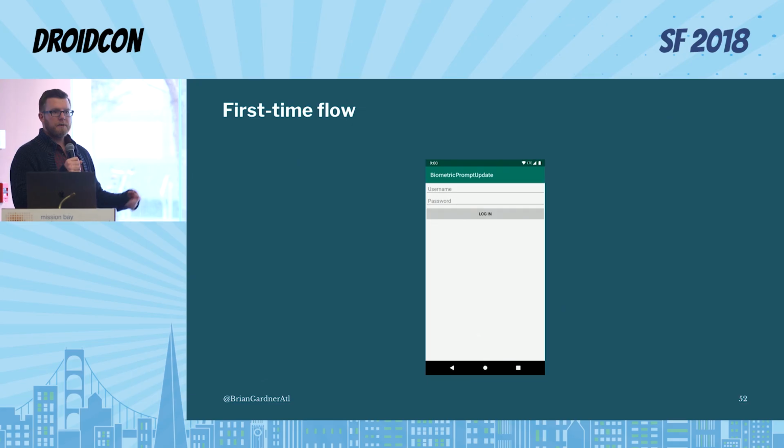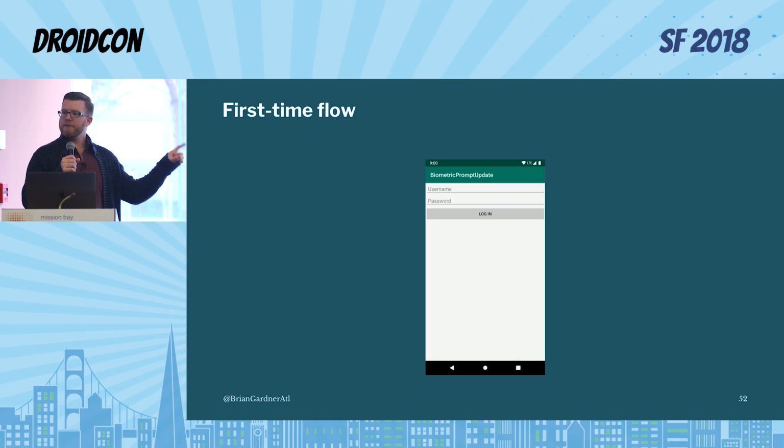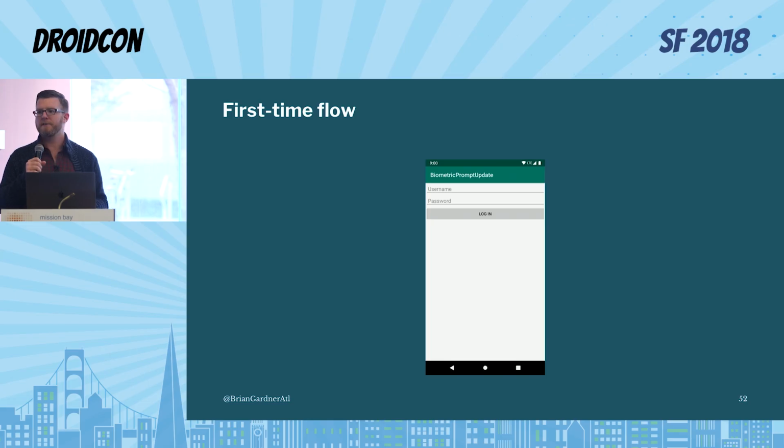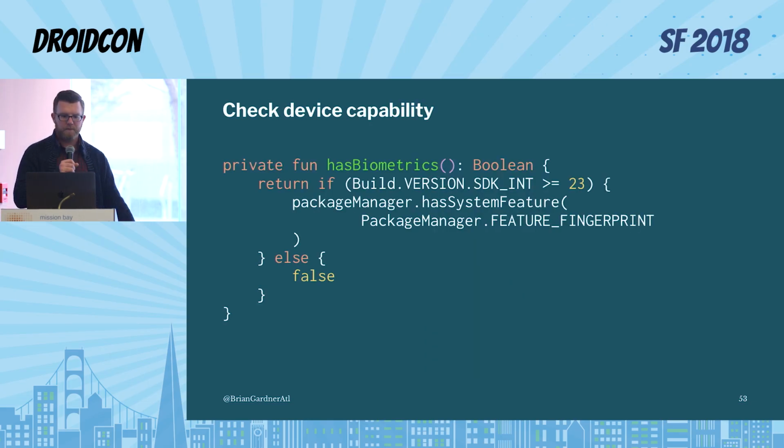So for the first-time flow, again, just show them your regular authentication screen, so username, password. Once the user enters their information, clicks OK, you do your server stuff. Once they're authenticated, you'll basically check to see if they have the capability of using the biometric prompt.